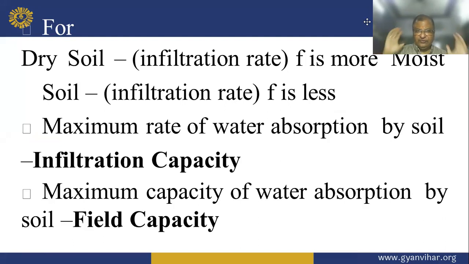So infiltration rate is the rate at which soil absorbs water, and it is less as the soil becomes wet. The maximum rate of water absorption by the soil is the infiltration capacity. Now infiltration capacity: the maximum capacity of water absorption by the soil, the field capacity.